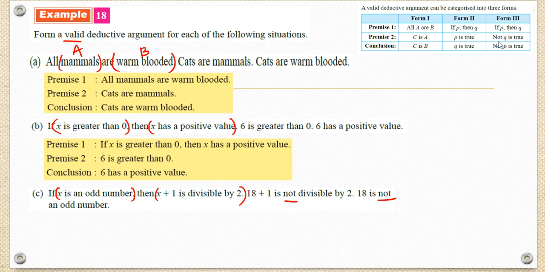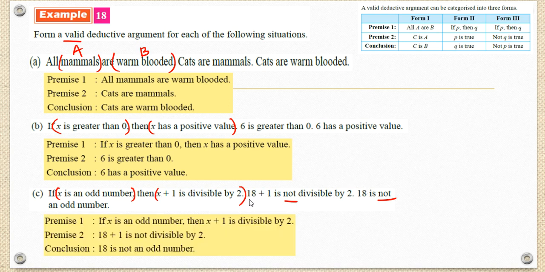So when it's a form 3, it means your Q will have to come first as your premise 2, not Q. Which one is not Q? Yeah, this is not Q. Because this is your Q, so this is not Q. Okay. So premise 1, you copy down, then premise 2, this will come first, not Q. Then only the conclusion is not P.